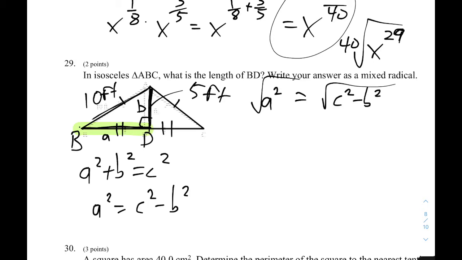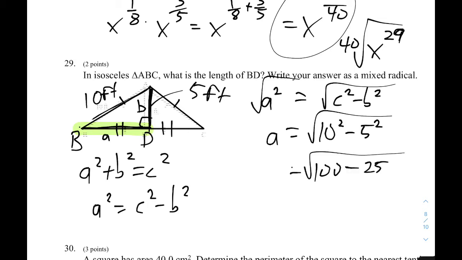So we don't know a, but we've got it isolated on one side of the equal sign, so we're in good shape. c, the hypotenuse, we know is 10. b, we know is 5. So 10 squared is 100. 5 squared is 25. 100 minus 25 is 75. So root 75 is how long a is.